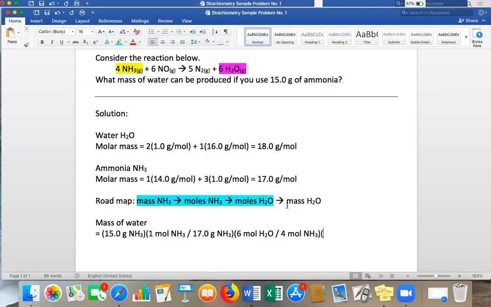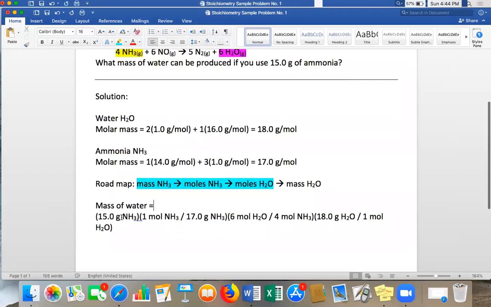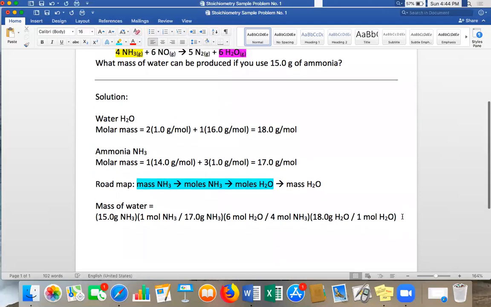Okay, and then finally we need to convert to mass of water. So I'm going to write the 18.0 grams of water on the top, and 1 mole of water on the bottom. Let me just fix the formatting a little bit so that that's all in one line, just so you guys can see it. Just, you know, gotta reduce the spacing a little bit. Okay, there we go, it just fits. Okay, so that will allow moles of water to cancel out, and you will convert to grams of water.